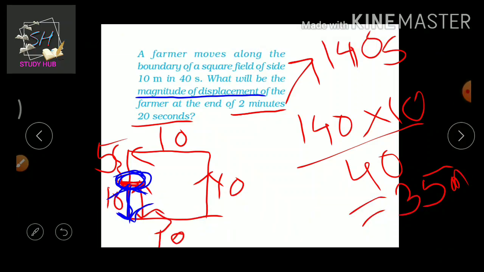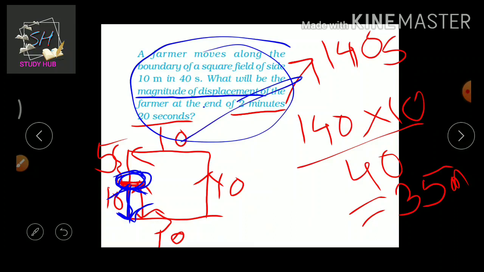Hope you learned the difference between distance and displacement. I have taken some examples and there is also a numerical. Now we will learn the next part in another video.